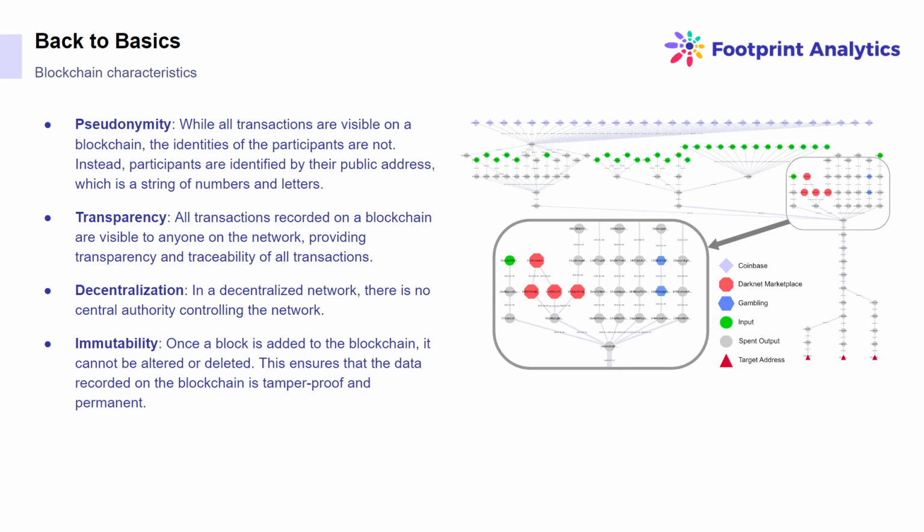What else is nice about the blockchain? Well, we have transparency, right? All the transactions are recorded on the blockchain and are visible to anyone on the network, which is sweet because it makes address tracking and address analysis really quite easy to do compared to traditional methods. Because of transparency, decentralization, right? We don't have a central authority, and immutability. Everything on the blockchain is there, right? It's impossible to tamper with the data, and it's permanent for everyone to see.